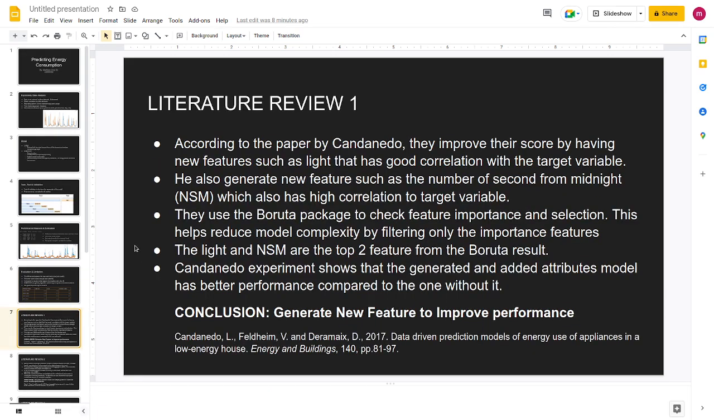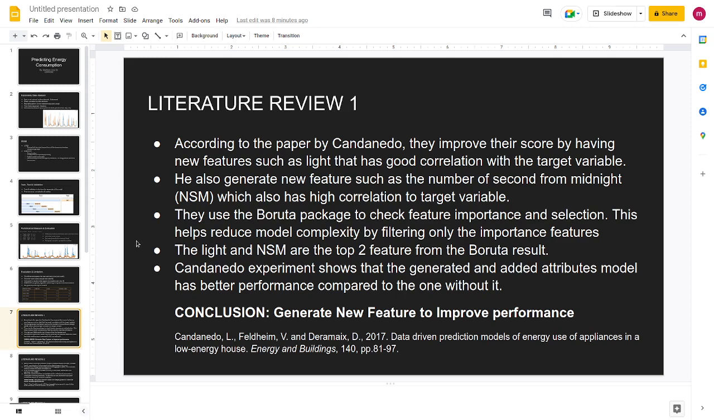According to the literature review, in the paper by Candanedo, they improved their score by adding new features such as light, which has good correlation with the target variable. He also generated new features such as the number of seconds from midnight, NSM, which also has high correlation to the target variable. They used the Boruta package to check for feature importance and selection. This helps reduce the model complexity by filtering only the important features. Light and NSM are the top two features from the Boruta result.